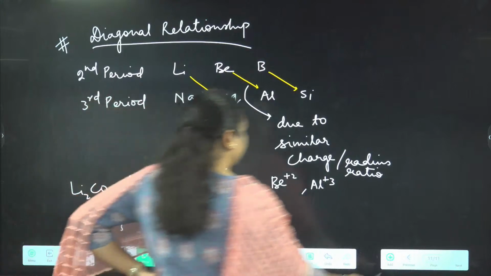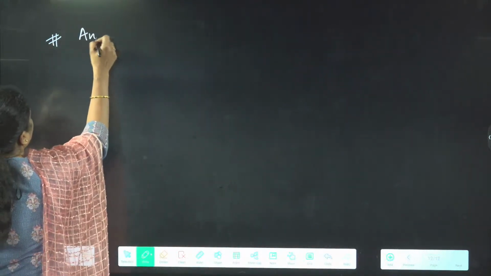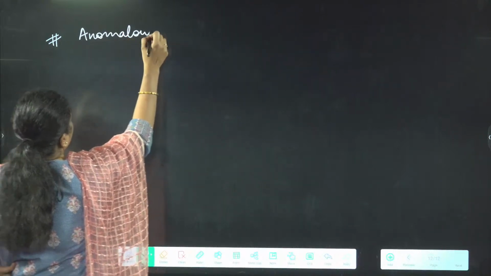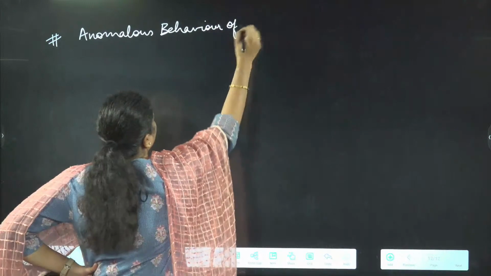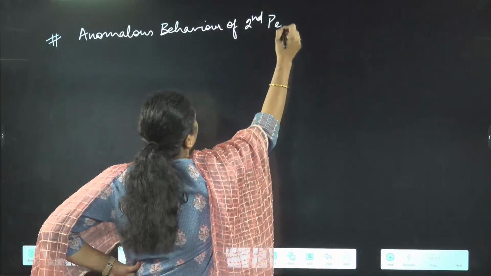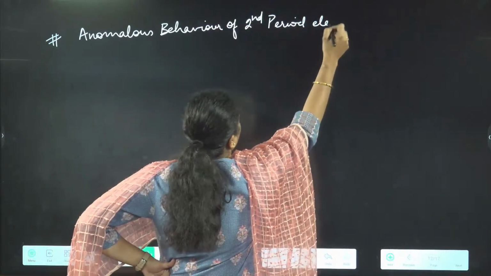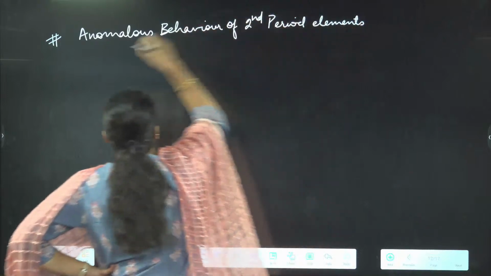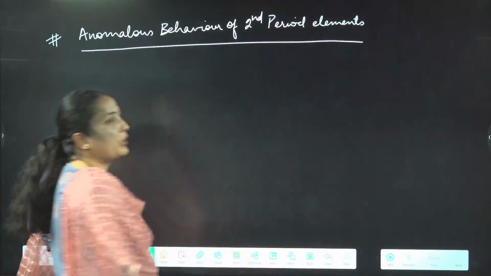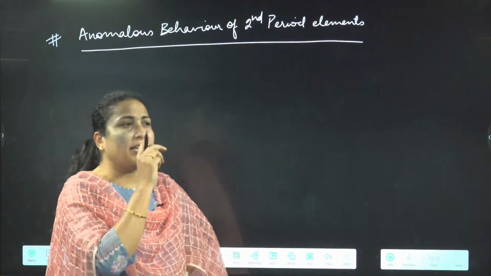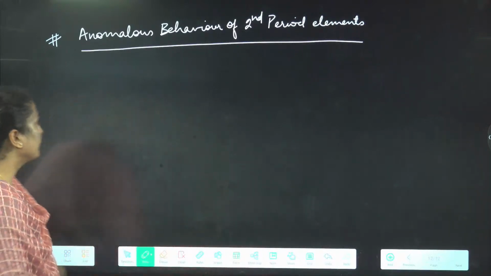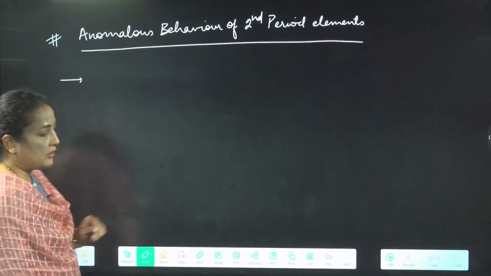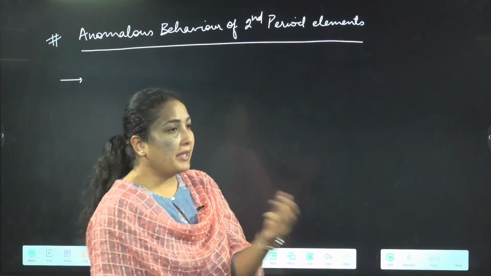Okay, good. Now, let us go for the last topic here, which is anomalous behavior of second period elements. So when I talk about anomalous behavior, it means something which is not expected. They are deviating from their expected behavior there. Okay. So basically you will understand why they are like that, suppose if I say beryllium, right?